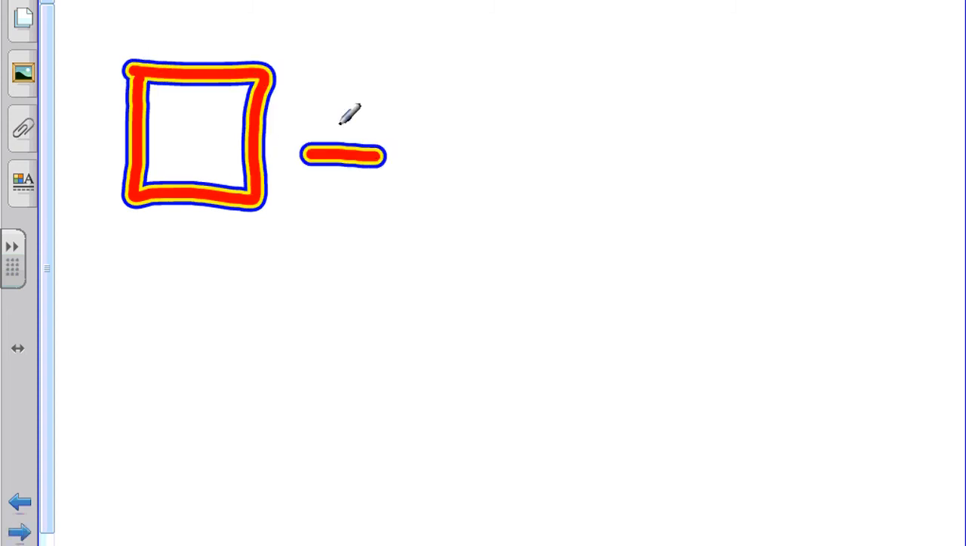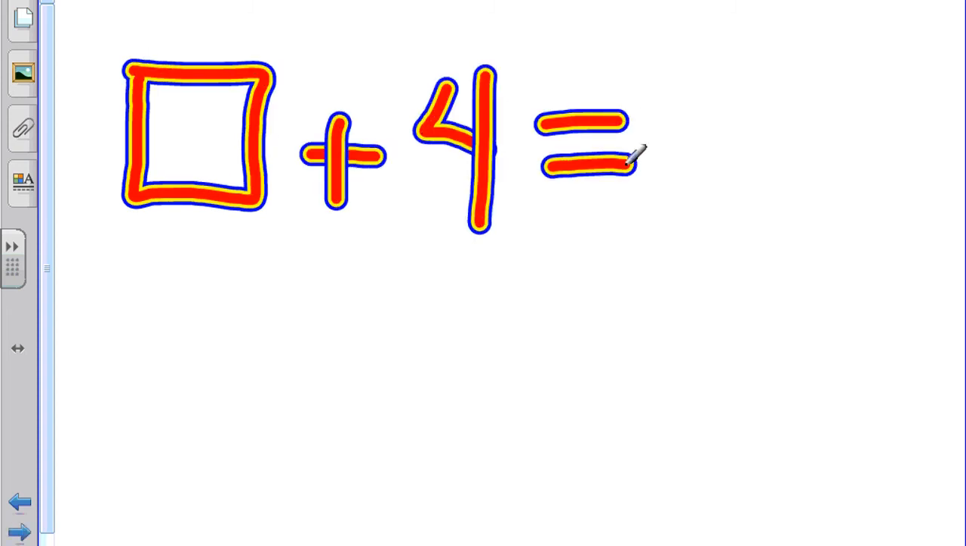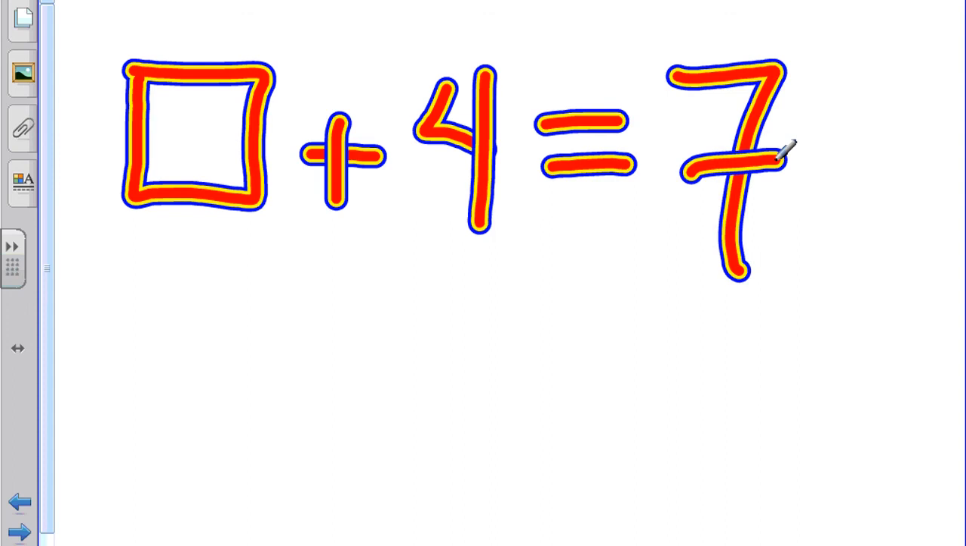I want you to see if you can come up with a word problem for the following. All right. So I have an unknown plus 4 equals 7. So who can tell me a word problem for this? Tyra.